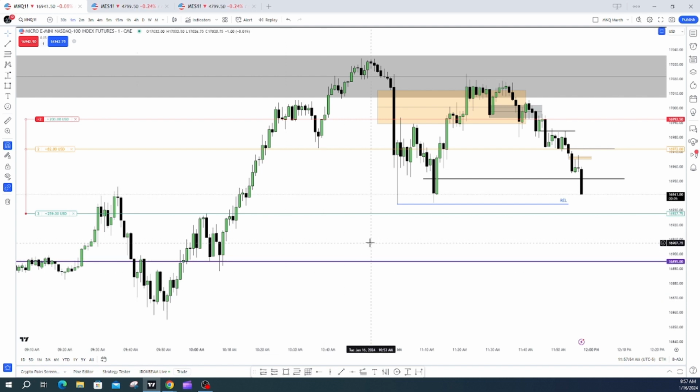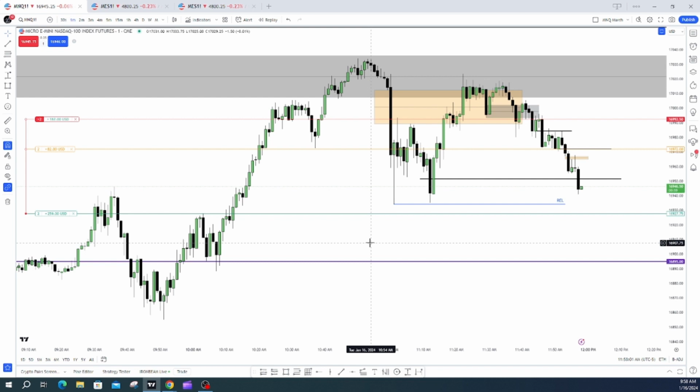I think we're going to continue towards the midnight opening price and below that, because we are ultimately in the higher time frame on a market maker sell model. And this is just a lower time frame, a 1 minute market maker sell model.